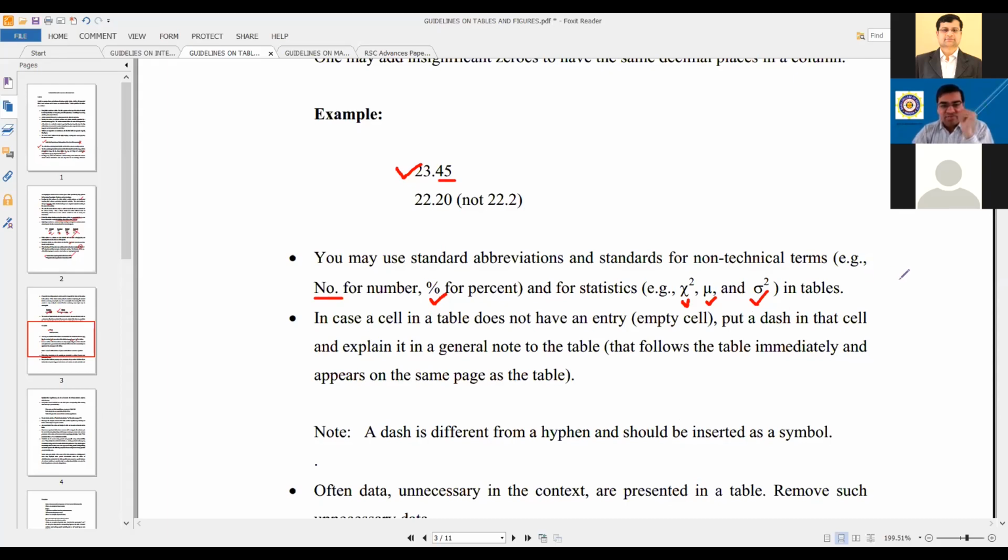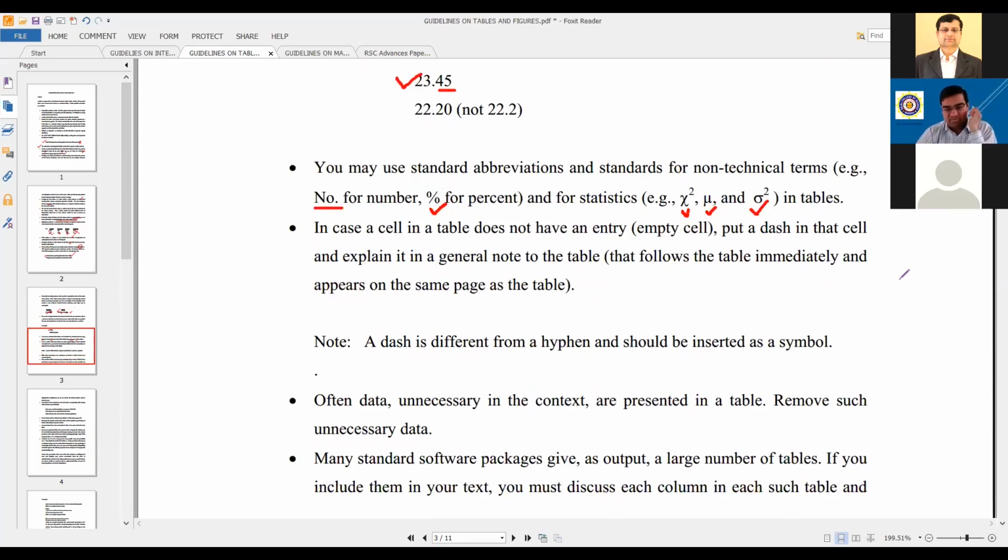In case a cell in the table does not have any entry, an empty space, put a dash in it and explain it in a general note to the table that follows the table immediately and appears on the same page as the table. A dash is different from a hyphen, right? Don't make this mistake. Check what is a dash and what is a hyphen.